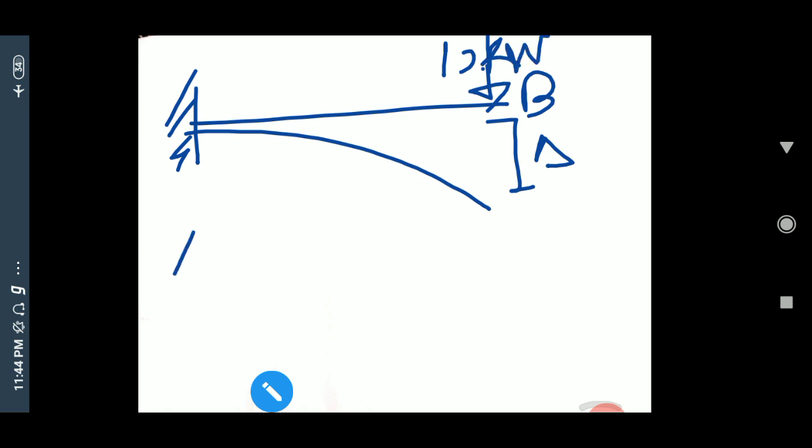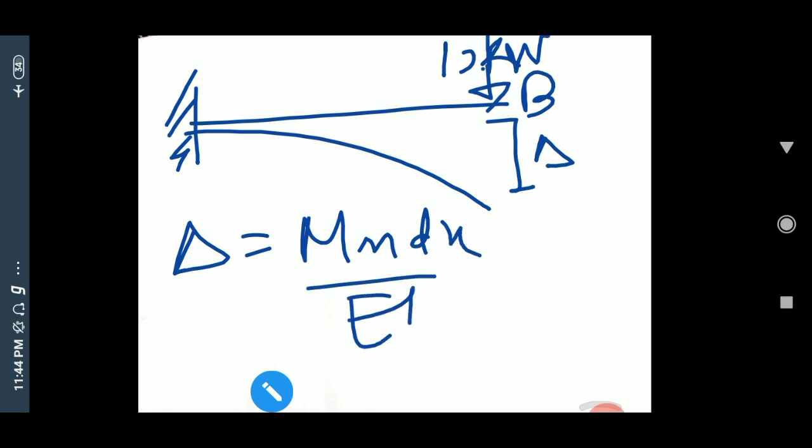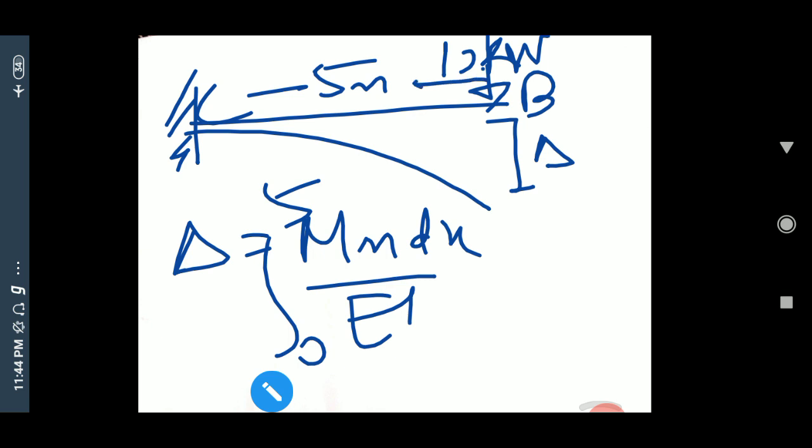Okay, so what we did, deflection, we know the formula is integral of M m dx by EI. We integrated from 0 to 5. Why? Because the length of this member is 5 meters. We calculated this value of M. This M was actually the moment due to the actual load. Actual load was 10 kilonewton.